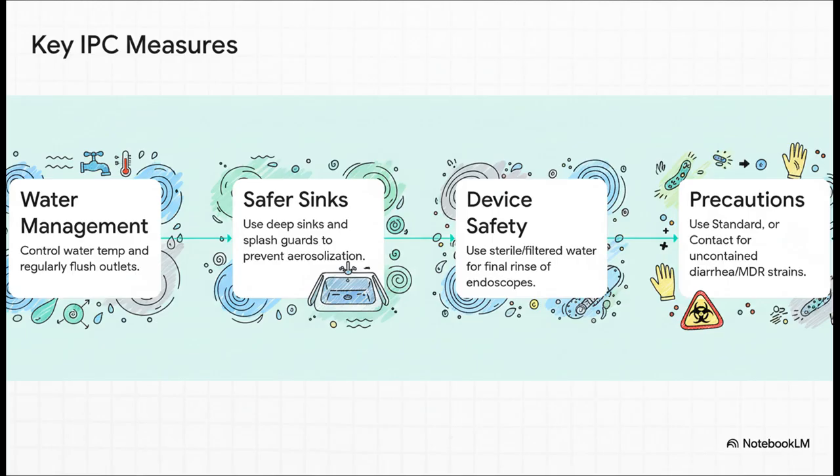It also means smarter engineering, like using deep sinks that don't splash everywhere. It means being absolutely militant about using sterile water for reprocessing things like endoscopes. And finally, it's about using the right precautions, standard for most cases, but you've got to step it up to contact precautions if you're dealing with uncontained diarrhea or a multi-drug-resistant strain.